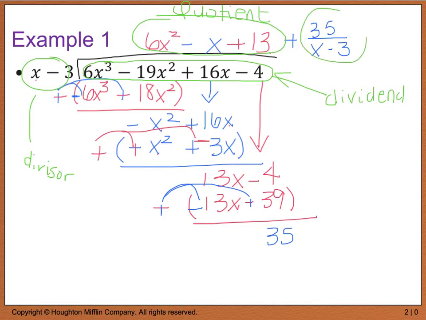And this little fractional piece, which is really coming from down here, this is called our remainder. If you have questions on this stuff, please let me know, but you are expected to know this.